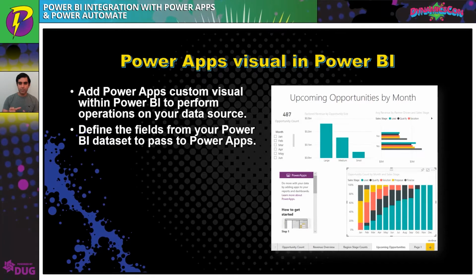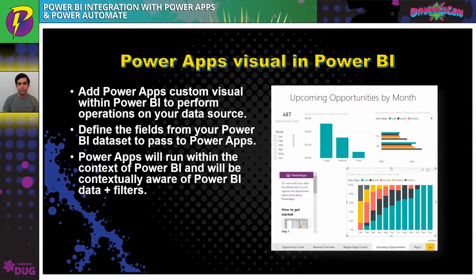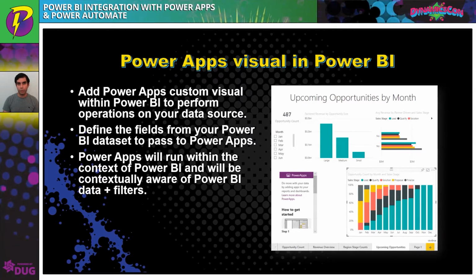Now, once you have that app connected inside the Power BI report, you can pick the fields that you can pass from your Power BI dataset to your Power App visual. Power Apps is running inside the context of Power BI, and the data is coming from Power BI. So as the user is slicing and dicing the data in Power BI by using filters, all that contextual information would be passed to Power Apps.